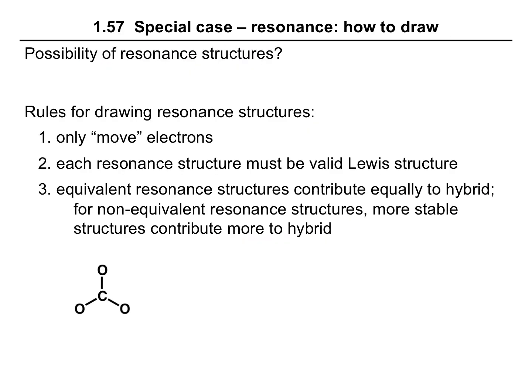How do we know when resonance structures are possible? Well, we have to be on the lookout for the presence of a pi system. In other words, we might have a carbon-carbon double bond. That would be one example where it might be possible to have resonance structures, because there is the possibility of delocalizing the electrons within the pi system. We might also have lone pairs of electrons adjacent to a pi bond, and we're going to see some other examples. Now, how do we go about drawing resonance structures?